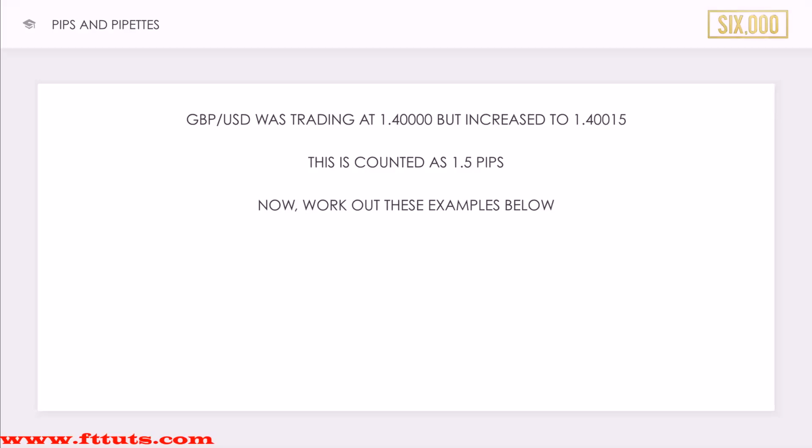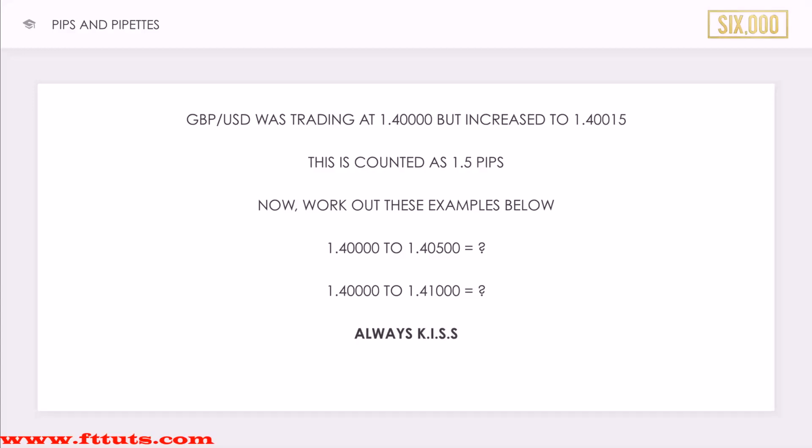Now, I want you to work out these examples below as well. So we have 1.4 to 1.40500. So this would be 50 pips. And again, 1.4 to 1.41. And this would be 100 pips.